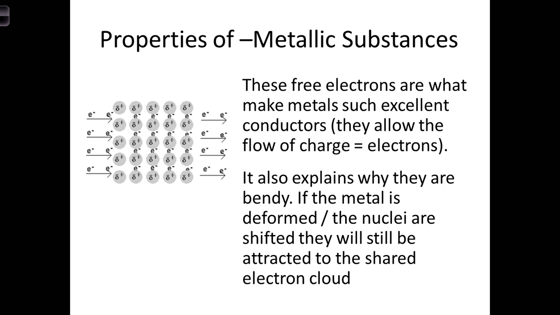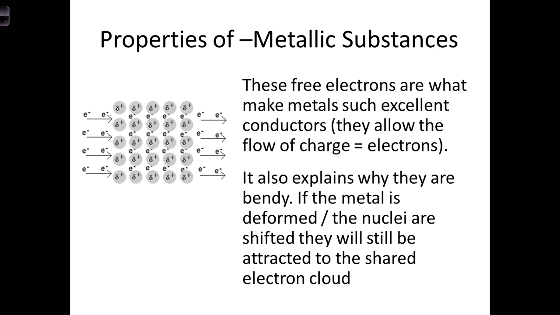It also explains why they're bendy, why they're malleable and ductile, because if we deform the metal, what we mean by that is we push it into a different shape. Unlike an ionic substance, there's no regular pattern here. So if we deform it, if we push it slightly out of shape, the electrons can just move to fill in the gaps and carry on holding all the positive nuclei, or the core of the atoms, together.